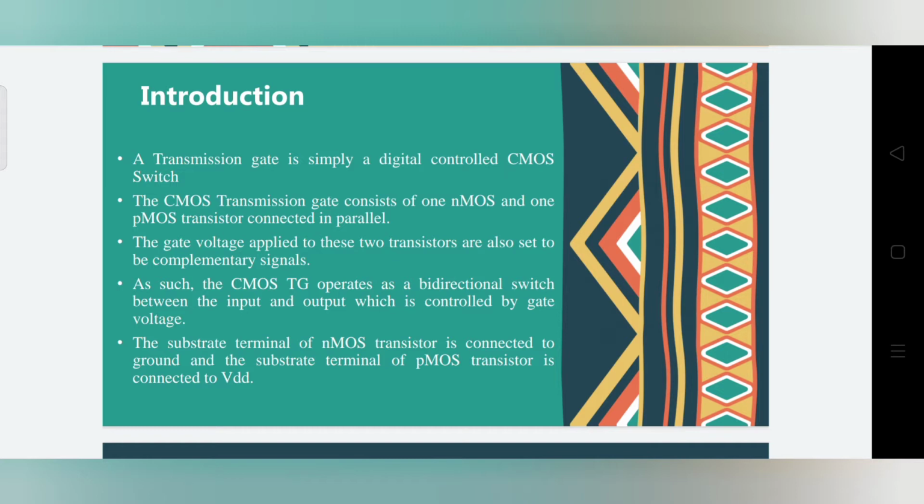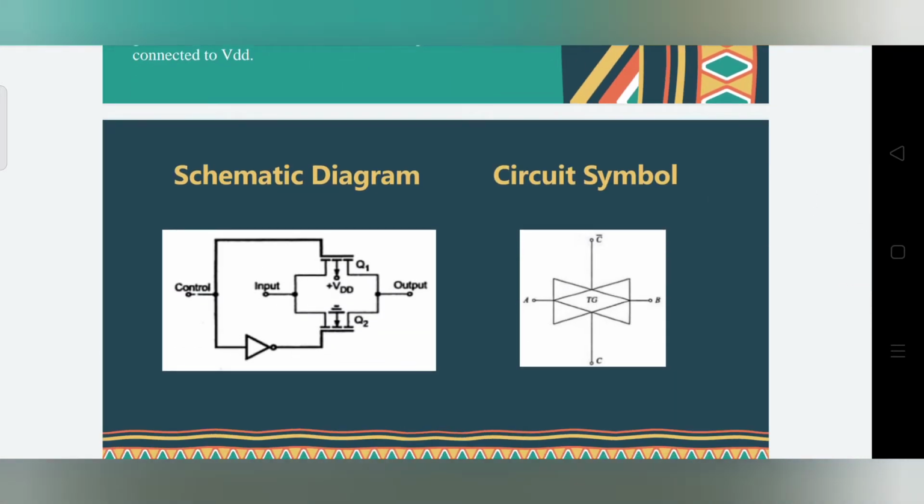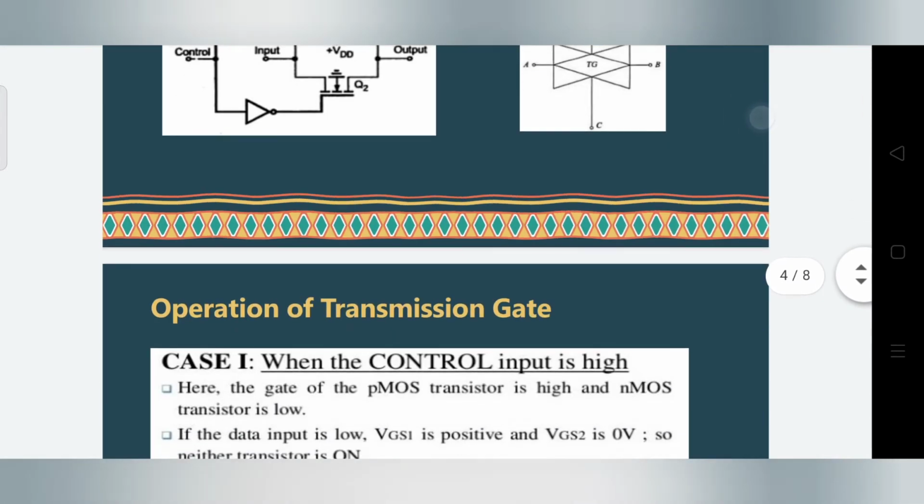The schematic diagram of the transmission gate has a control input which is connected to both gate terminals. One is the normal control input and the other one is the complementary control input. The input is given to the source terminal and the output is taken from the drain terminal. This is the circuit symbol of the transmission gate.